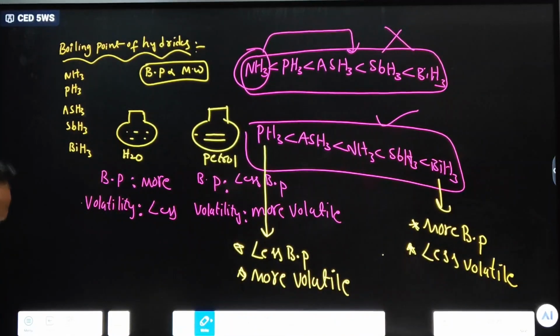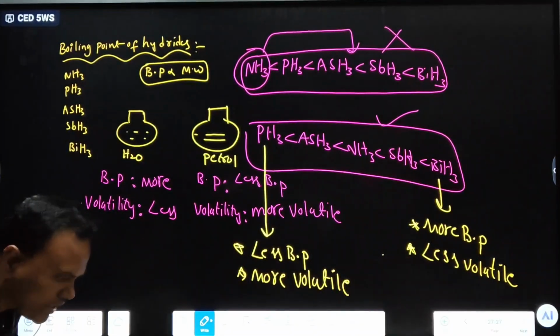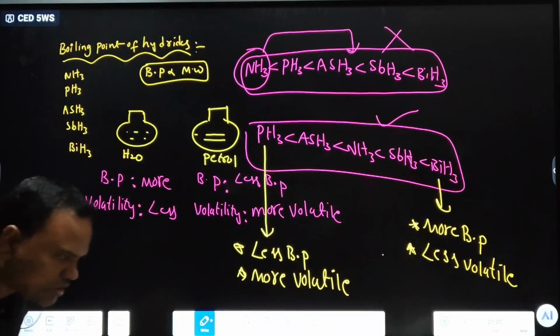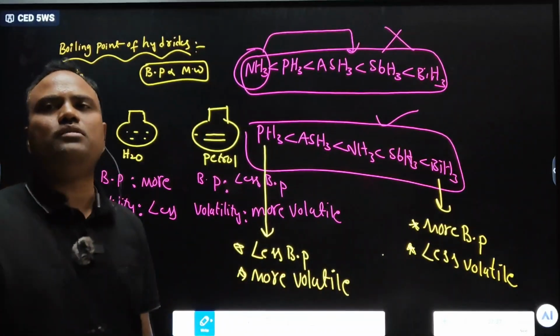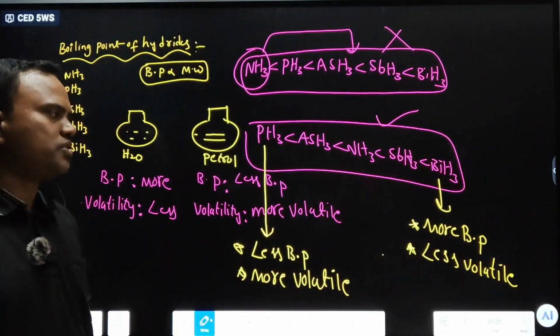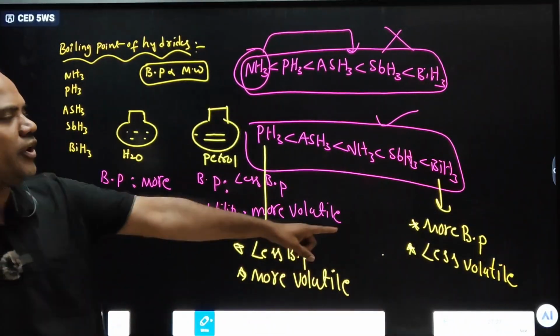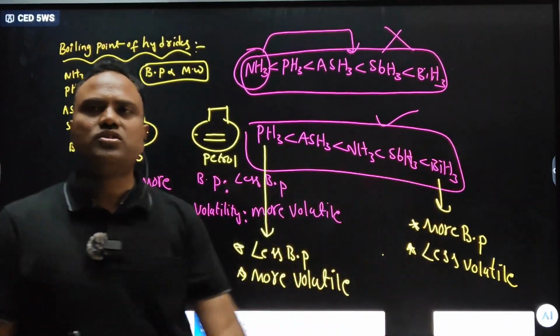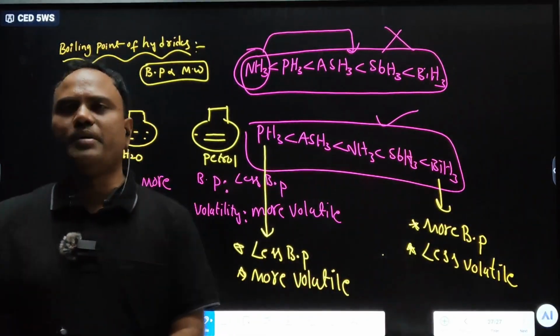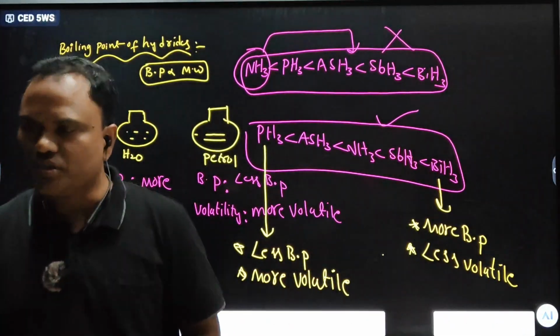Another terminology means enthalpy of vaporization. According to thermodynamics, the amount of heat required to convert into vapors is called enthalpy of vaporization. Which has more enthalpy of vaporization? Which has more boiling point? BiH3, more boiling point. So you have to give more heat to convert it into vapors. That is called enthalpy of vaporization.